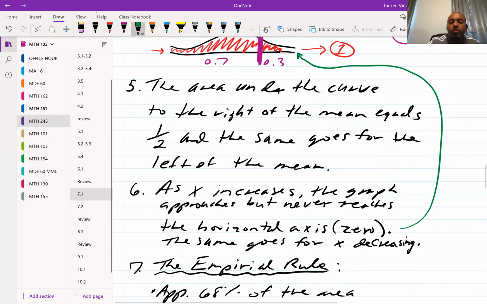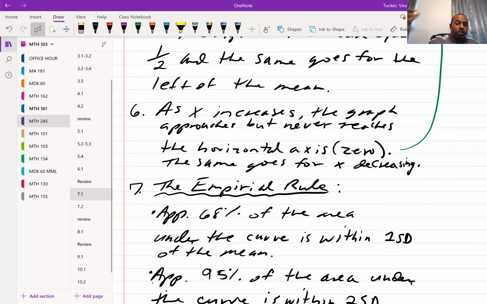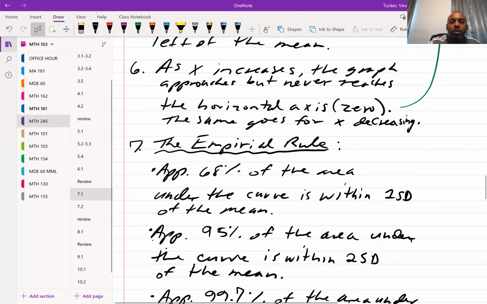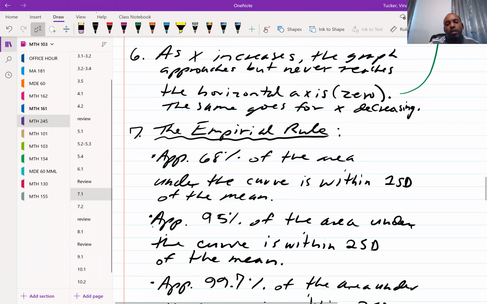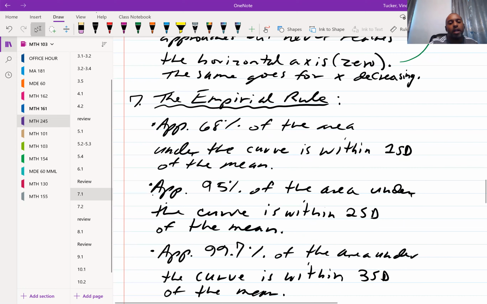All right, scrolling up. We talked about the empirical rule, but this is saying that it still holds true as one of the properties of normal distribution. Same 3 statements. Approximately 68% of the area under the curve is within 1 standard deviation of the mean. Approximately 95% of the data is within 2 standard deviations of the mean. And 99.7% of the area under the curve is within 3 standard deviations of the mean.